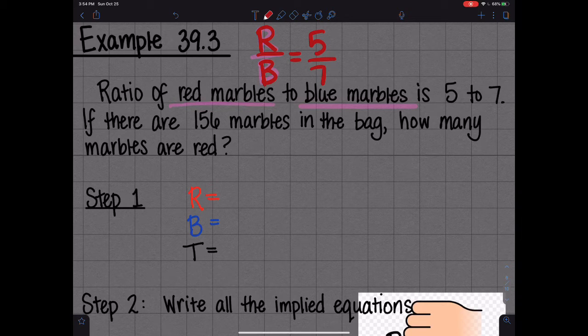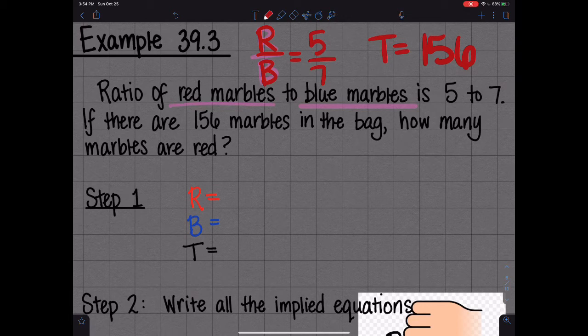If there are 156 marbles in the bag, so we're going to say the total is 156 marbles. How many marbles are red? So now we have 2 pieces of information. The ratio of red to blue is 5 to 7, and they want to know how many marbles are red if the total is 156.